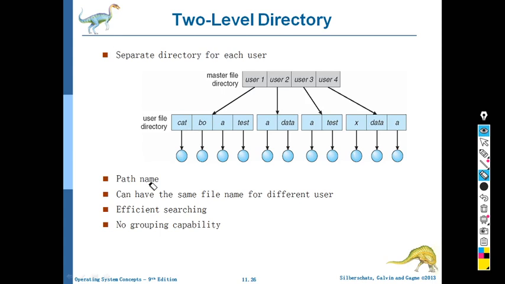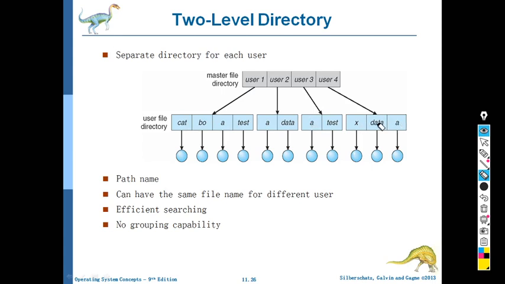Okay, so that is helping to execute that particular file there. Now you can have the same file name for different users. You can see that user 1 has one file with the name A, and user 2 also has one file with the name A. Similarly, user 3 and user 4 also have a file named A.